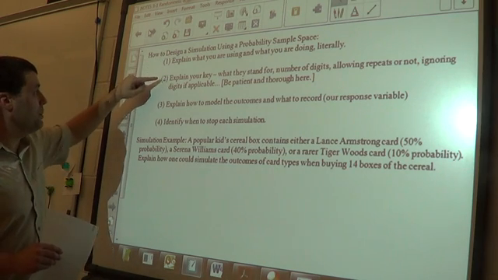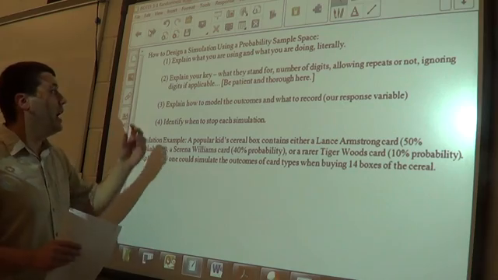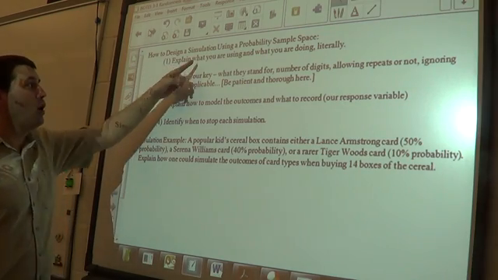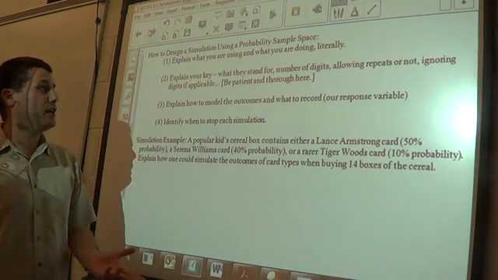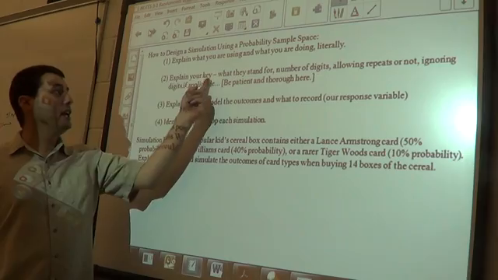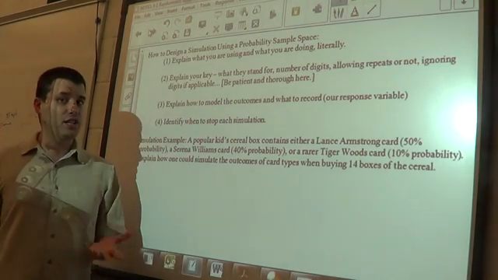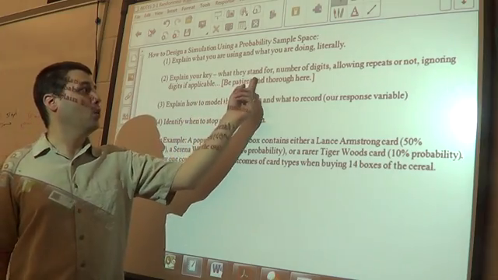Well, here are the 4 steps we're going to use to end up doing a simulation. As we're doing an explanation, we'll explain what we're using, for instance, a digit table, a number generator, or something else, and what you're doing with it. Be literal. I usually make a key, so explain your key, how you're going to have the digits stand for something. That'll make sense as we do the problem. What do they stand for?